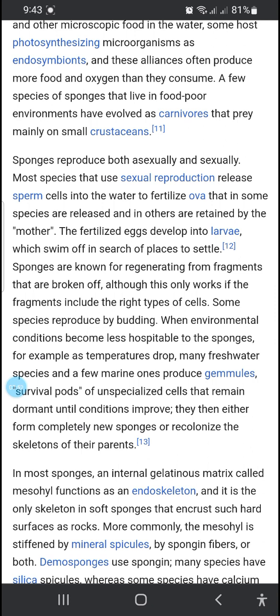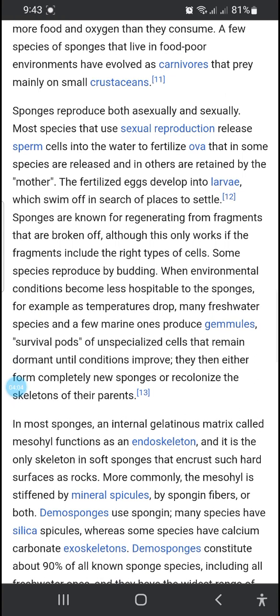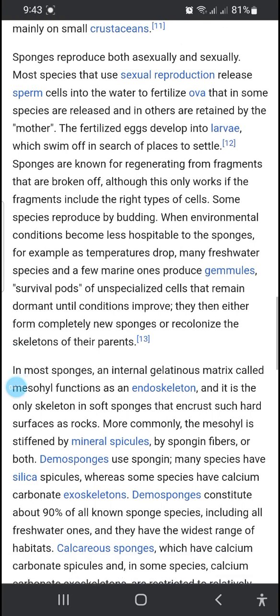When environmental conditions become less hospitable to the sponges, for example as temperatures drop, many freshwater species and a few marine ones produce gemmules, survival pods of unspecialized cells that remain dormant until conditions improve. Then they either form completely new sponges or recolonize the skeletons of their parents.